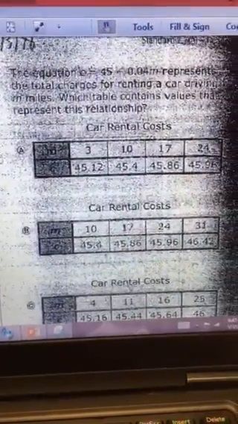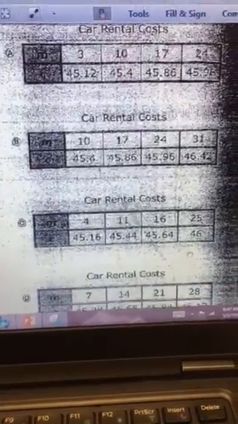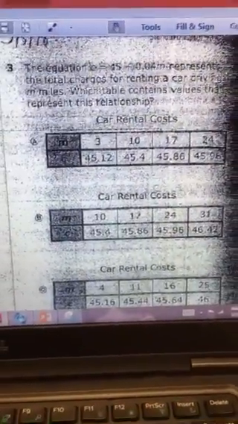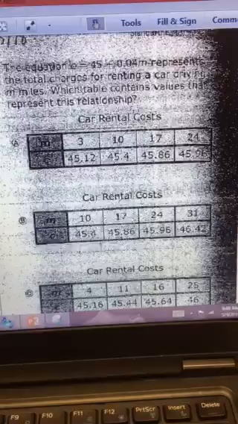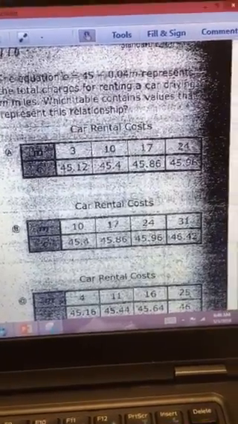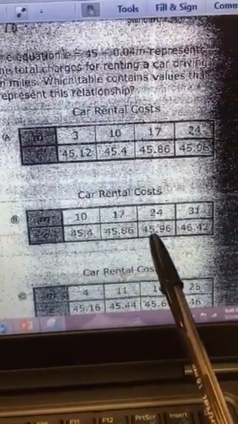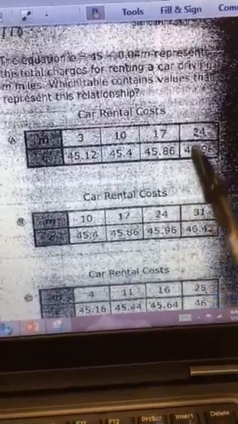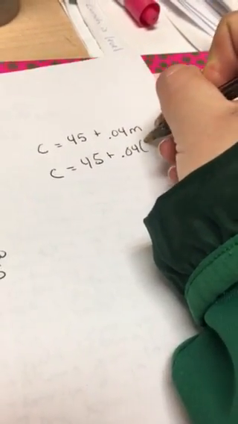So what I'm going to do is start with 10 miles because I see that's in both tables. Actually, I'm not going to start with 10 because they got the same value. I'm going to look at 24 miles to see which one is correct. So I want to know the correct charge if I'm traveling 24 miles.